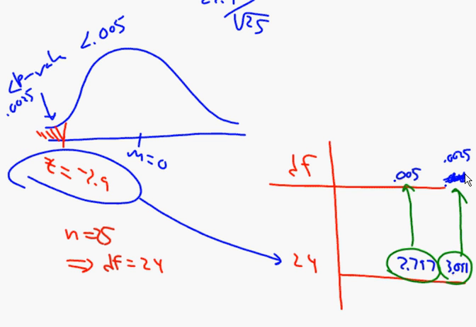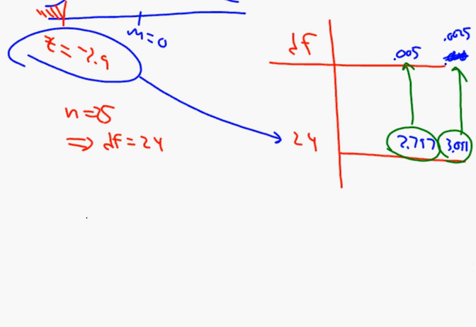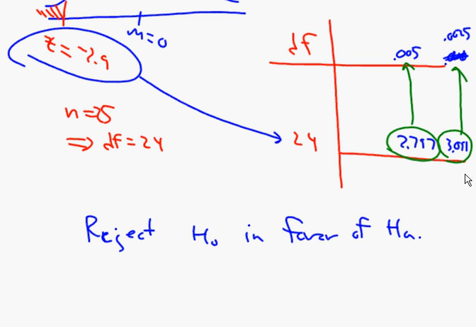So is our result significant or not? Yeah, our result is significant, and we can reject H0 in favor of HA. We can say that the time that it takes for someone to spin the right-hand thread is indeed quicker than the time it takes for someone to spin the left-hand thread.